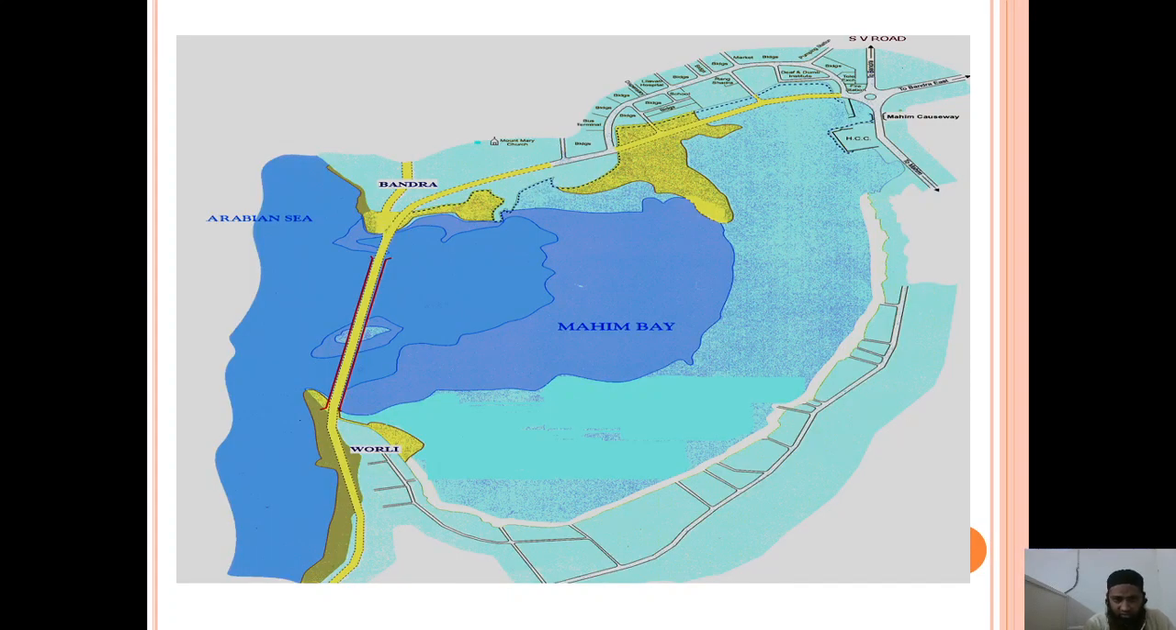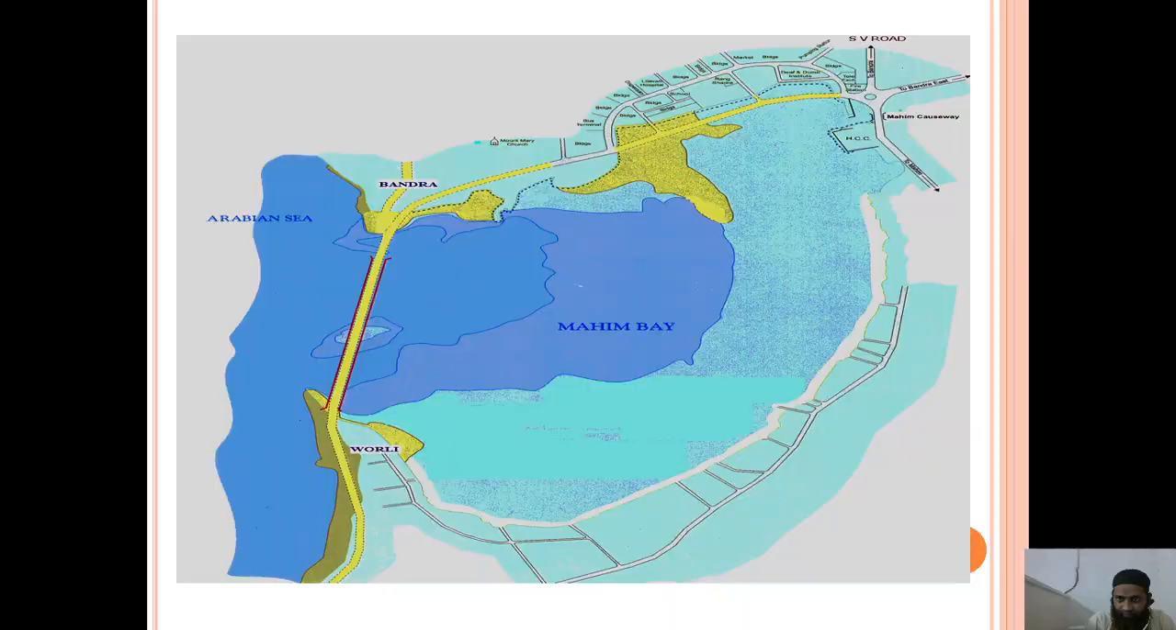And you can see here, this is the link which has been marked with the yellow line. This is the yellow line, this is the sea link. The most important part is this part where the cable stayed bridge has been erected. This part, you can see these red lines here. This part, you can see this water body. This is the whole water body, over which this sea link has been constructed.